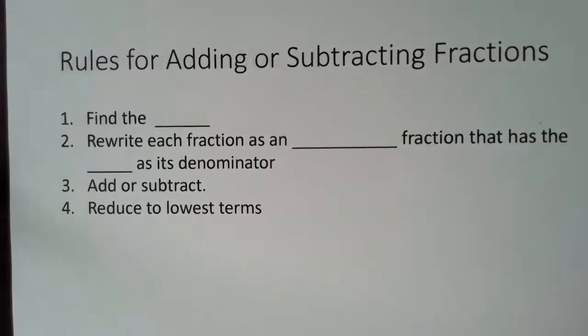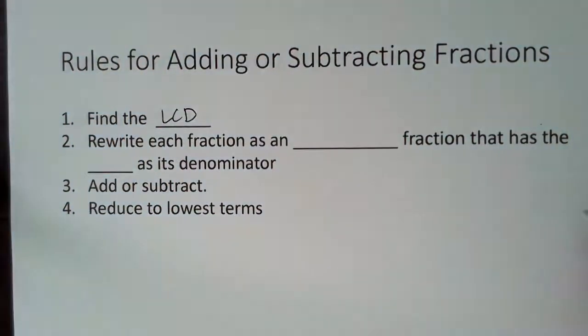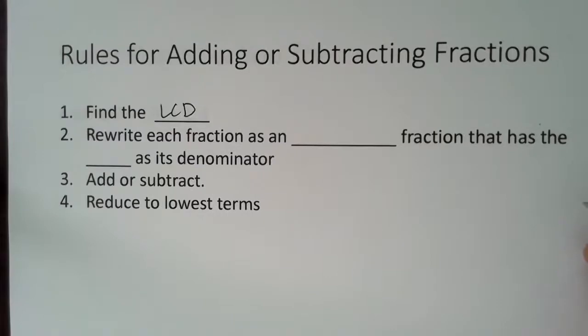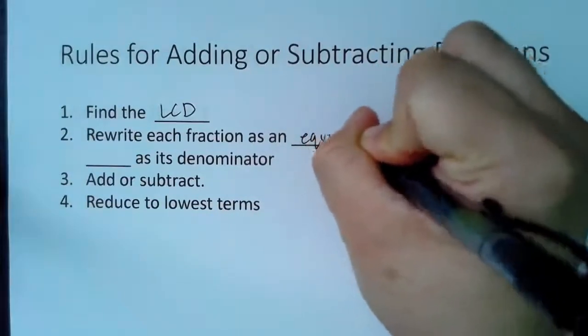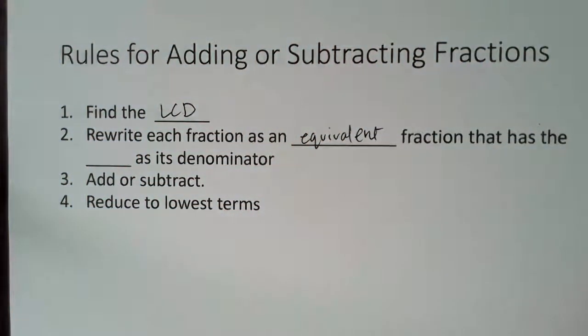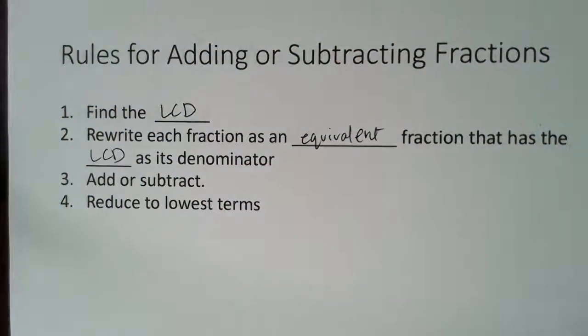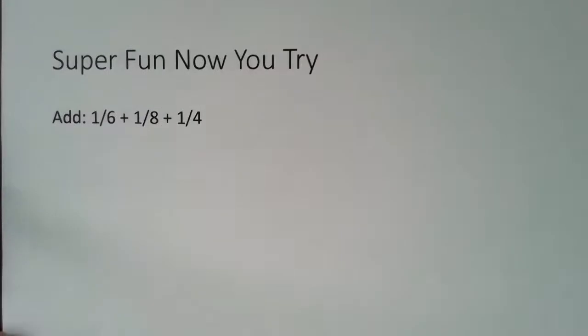So rules for adding and subtracting fractions. So first thing we need to do is find the LCD, right? We can do that using factoring, or we can write the multiples out like how I did. We rewrite each fraction as an equivalent fraction that has the LCD as its denominator, okay? And we add or subtract, and then we reduce to lowest terms. Super fun, now you try.